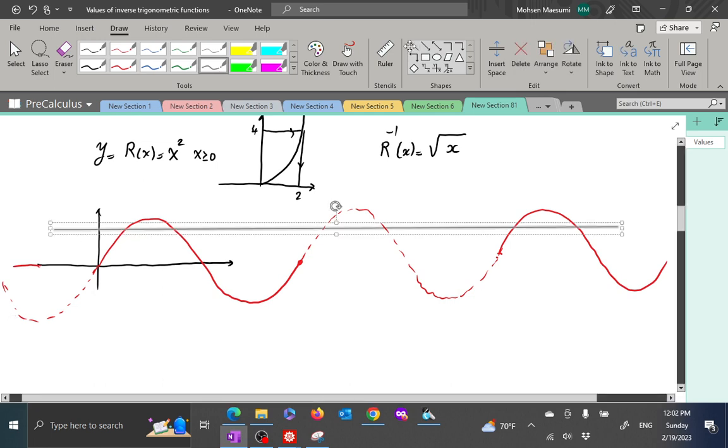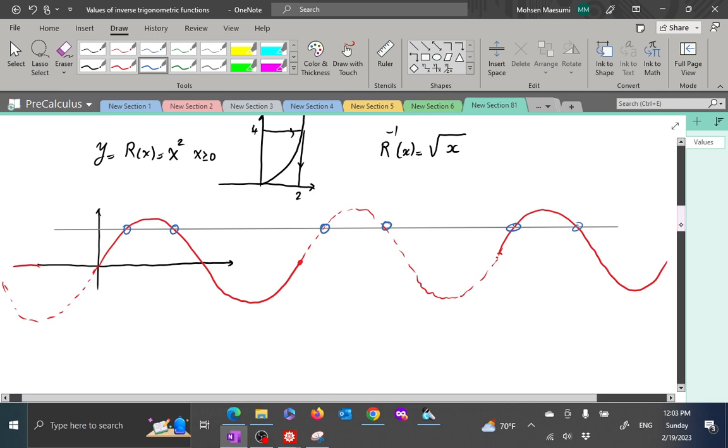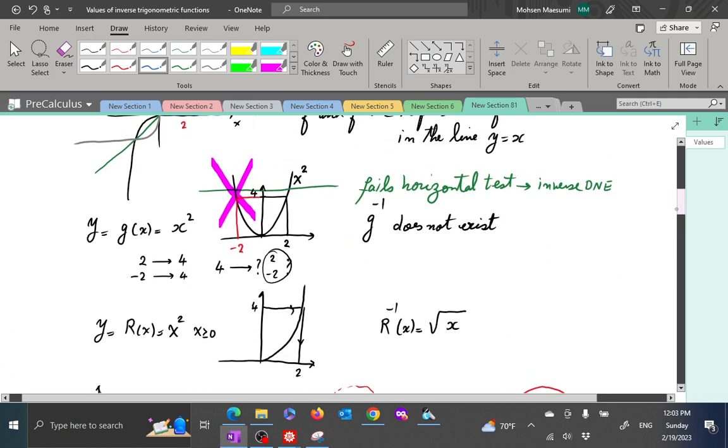Look at all the violations. Here are all the violations. Cuts. So pretty much if it cuts, it's going to cut infinitely many times. So we are in a situation a lot worse than it was with the parabola.